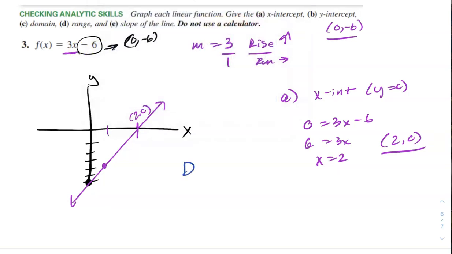The domain, I should do domain. The domain, farthest left, remember domain is your x. Farthest left is an arrow, negative infinity. Farthest right, arrow, positive infinity. My range, same idea. Lowest arrow, highest arrow. If you have a linear line, that's going to be the range every single time. Negative infinity, positive infinity. And then the slope. I already did the slope. Slope is 3. So done.